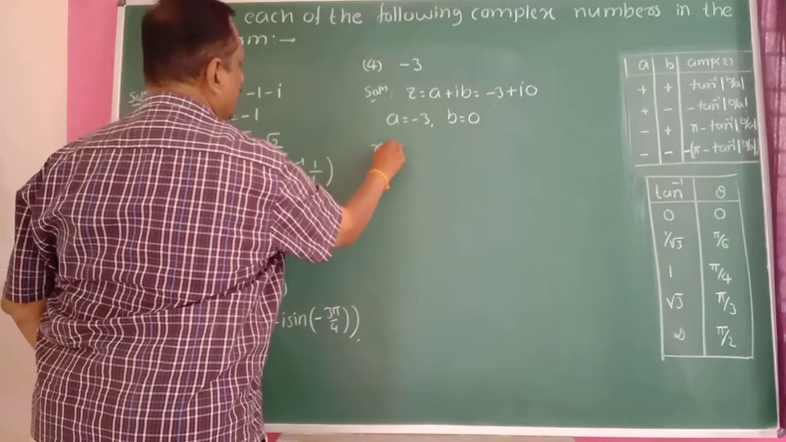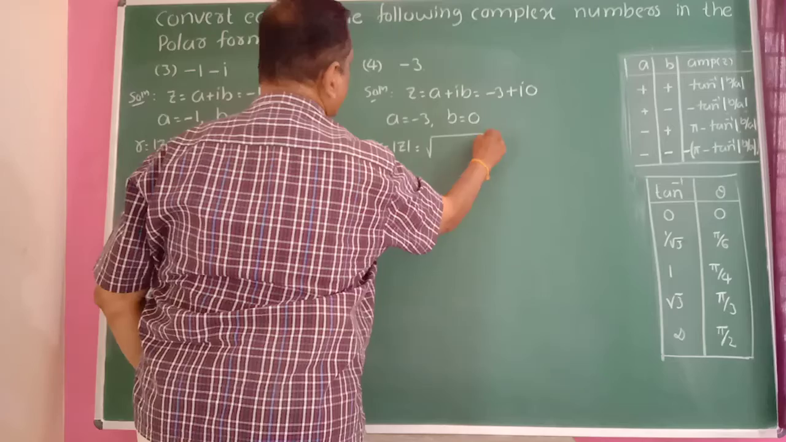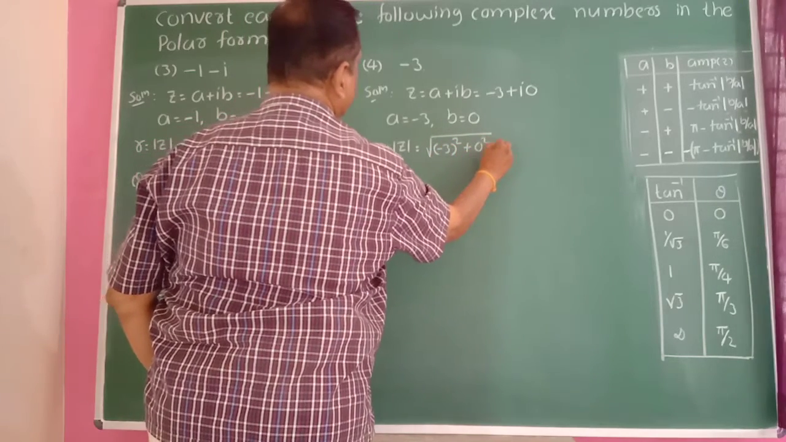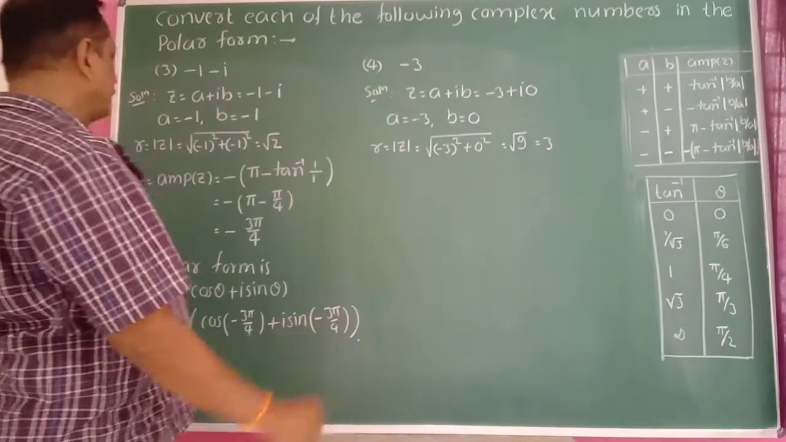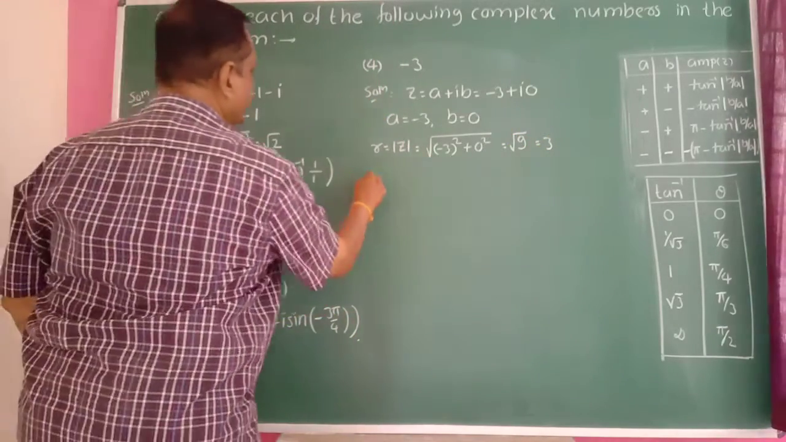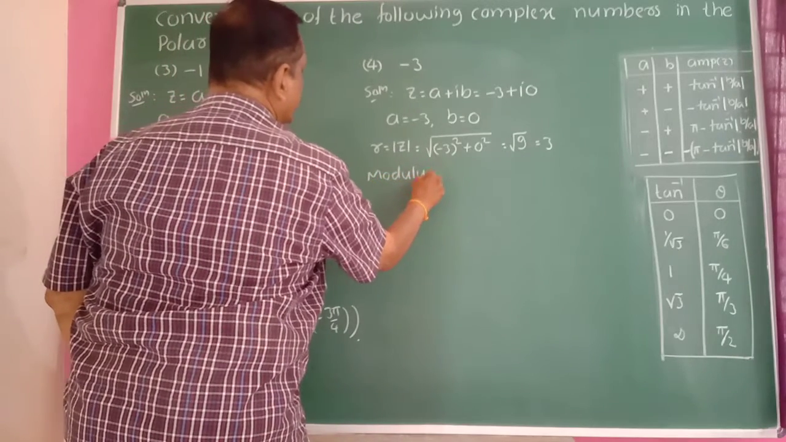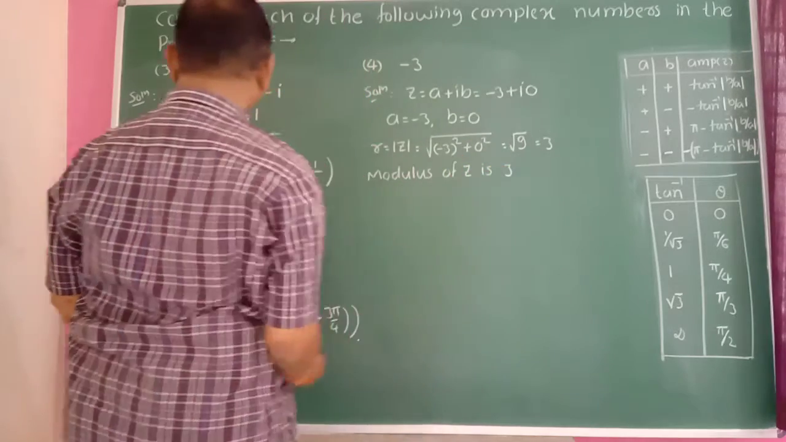Then r is equal to the modulus of the complex number z, which is root of (minus 3) square plus 0 square. Square root of 9 gives 3. The modulus of the complex number z is 3.